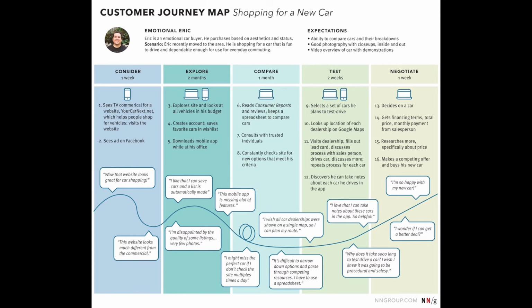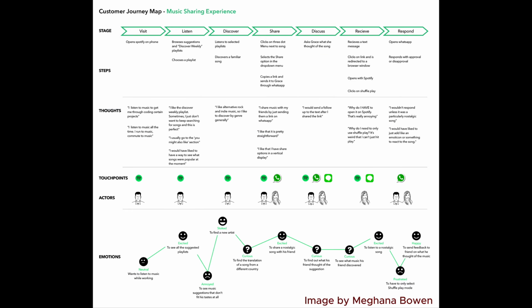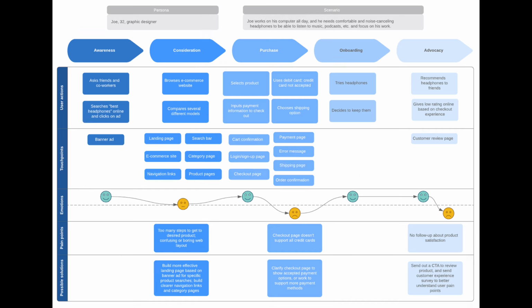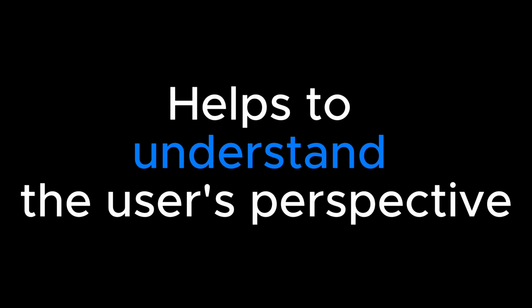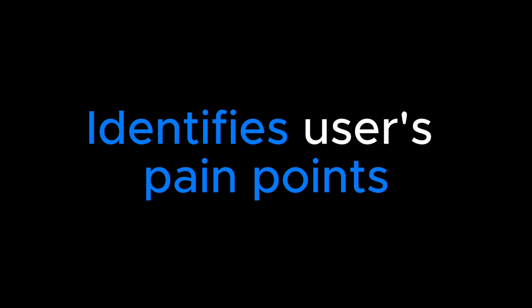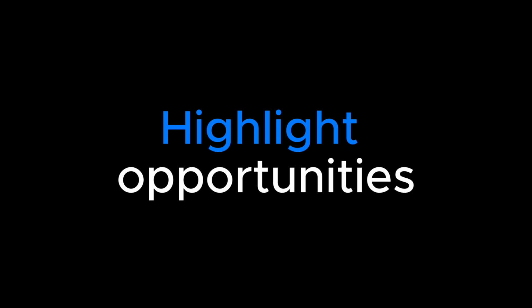A user journey map is a visual representation that outlines the steps and experiences a user goes through when they interact with your product or service. It's a story about a user doing something to achieve their goal, and interacting with your product is a part of this story. A user journey can cover the activities that happen even before the user actually starts using your product. A user journey map provides a holistic view of the user experience. It helps the product team to understand the user perspective, identify users' pain points, and highlight opportunities for improvement.